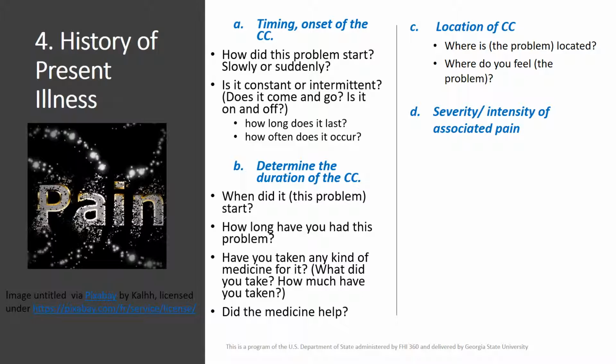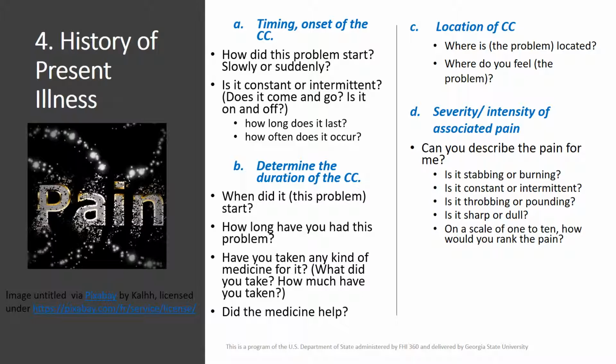And then you will want to know about the intensity of the pain that is associated with the chief complaint. Again, you can start with just one open-ended question. Can you describe the pain for me? And then listen to the patient. And after the patient has given you the information and you still want to have more specific information, you can ask any of these questions. Depending on what the chief complaint is, and as a medical professional, you should have an idea of what type of pain is associated with the patient's complaint.